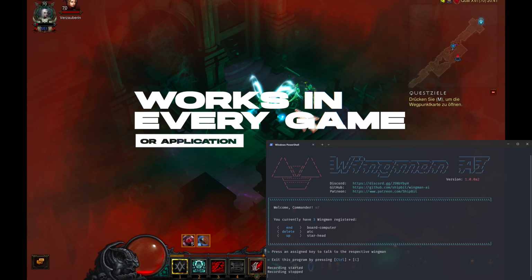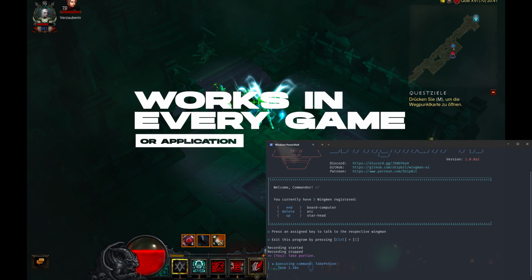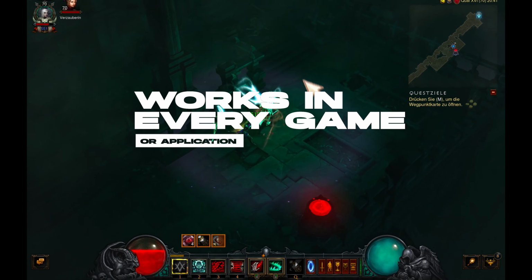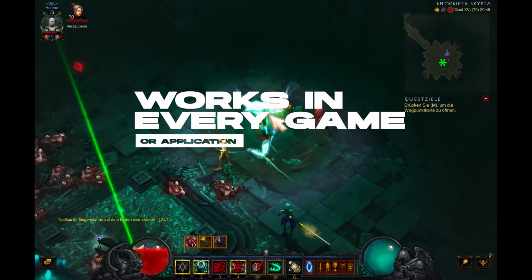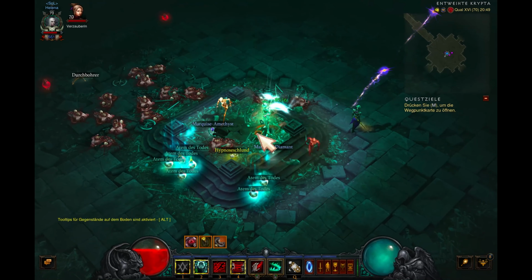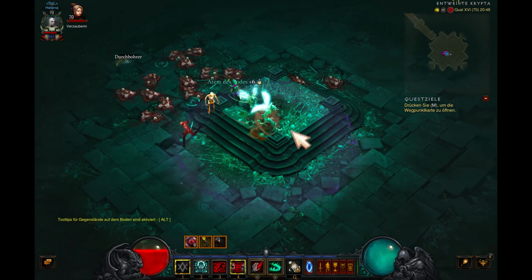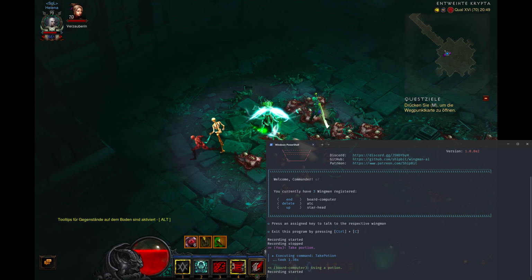Take potion. Using a potion. My inventory is full.